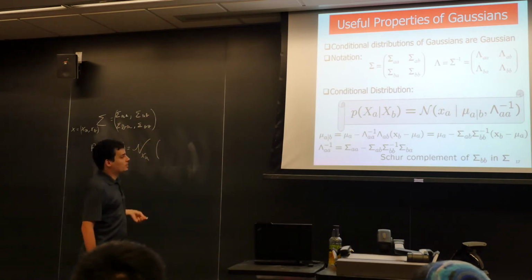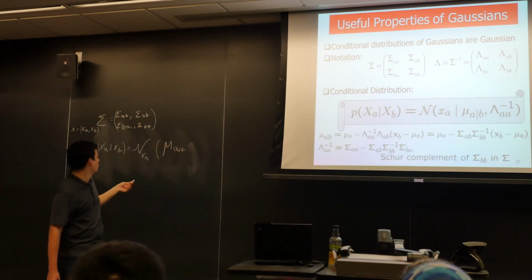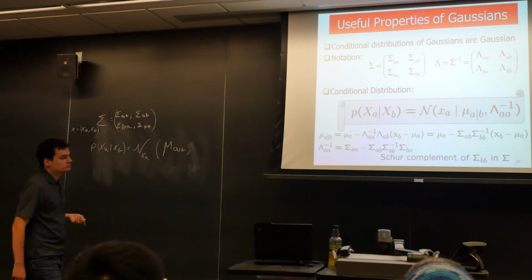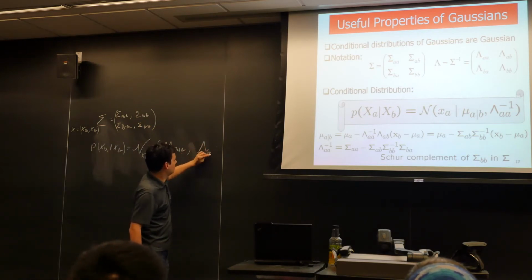It will have a mean parameter, denoted mu A given B, and it will have a covariance matrix that, in this case, is denoted with lambda AA inverse.